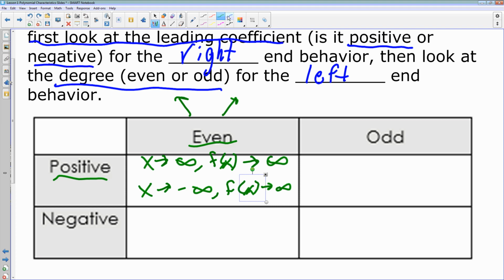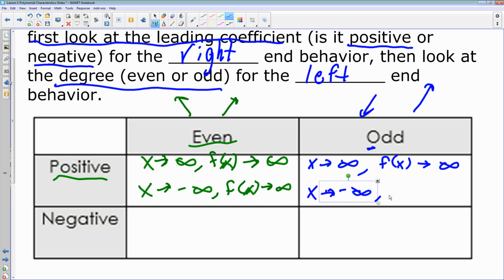Well, for odd, think opposite. Because that leading coefficient is positive, we still are going to go up on the right, but because it's odd, it's going to be going down on the left. So as x goes to positive infinity, f of x is still going to go to positive infinity. But as x goes to negative infinity, f of x is going to go to negative infinity as well. All right, so an example of that would be your cubic function, right? Because it's going up on the right and down on the left.